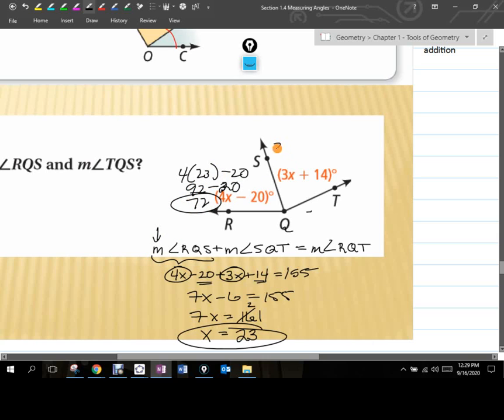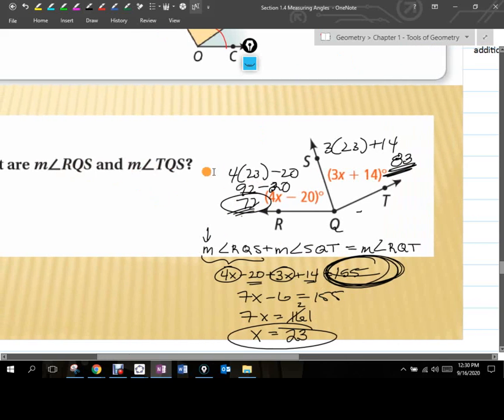3 times 23 is 69, plus 14 is 83. What's 83 plus 72? 155. And that's your built-in check. That's what the question asks for, these two angle measurements. You're going to get the 72 and the 83 anyways. Go one more step to guarantee they're right, and add them together and see if you get that 155.